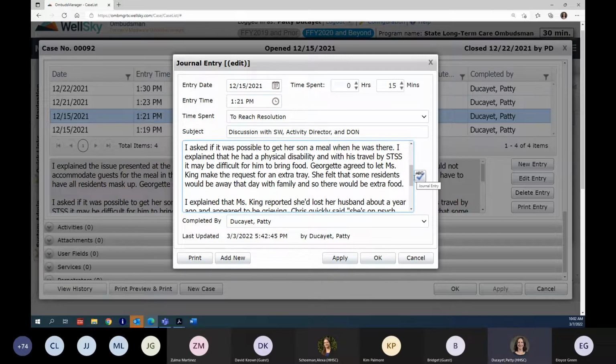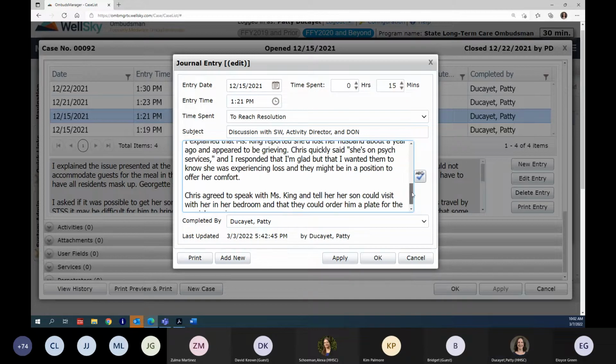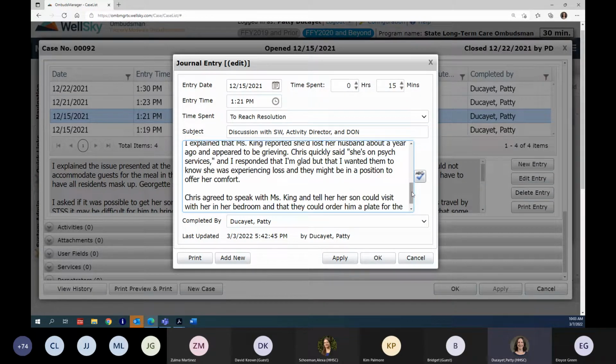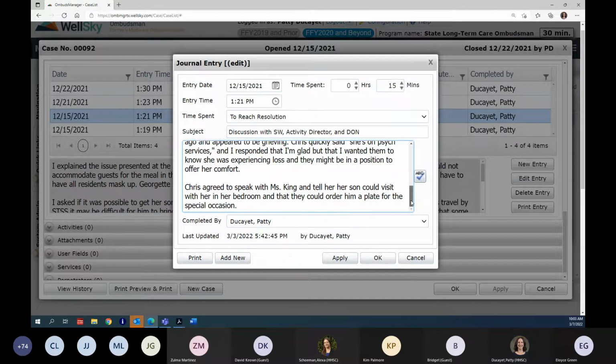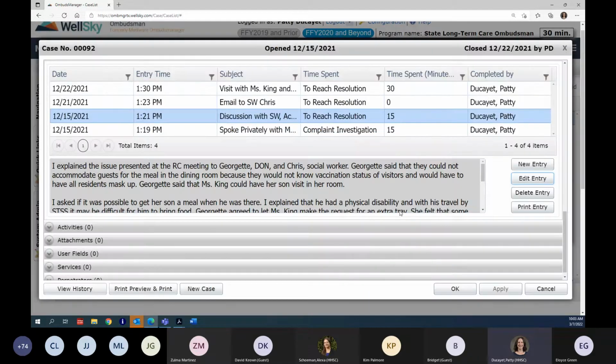Here I've described what I did. I asked for a request because of the son using special transit. I've asked for a request for the facility to be able to provide a meal to him if that is what the resident and the son would like to do, and that's agreed upon. So that's exchanged here and described. I also mentioned that the resident had experienced a loss a year ago and seemed to be grieving. And then I described that the social worker has acknowledged that he will speak with the resident and make sure she understands how this visit could occur. So that is all described here in this journal entry.